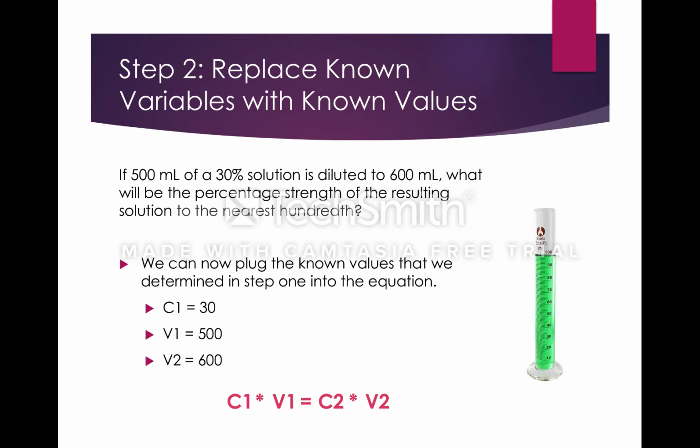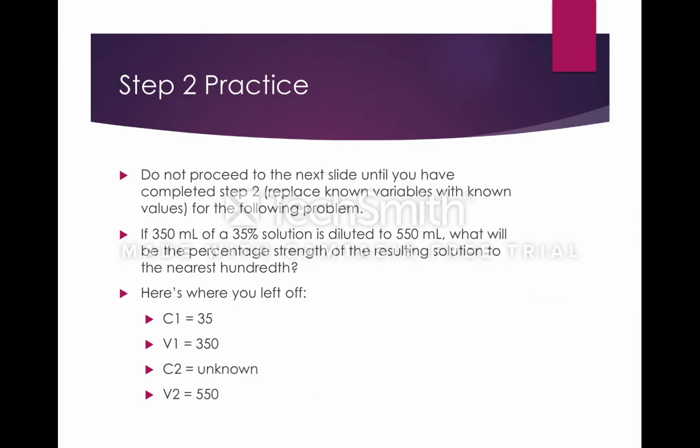All right, we're moving on to step 2, back to that sample problem that I'm using to model. So now we can plug those known values that we determined in the beginning into the equation. C1 was 30, V1 is 500, and V2 is 600. Remember, those were the initial values that we came up with. So we're just going to substitute them in. Put 30 in for C1, 500 for V1, and 600 for V2. And you can see that we're left with only one variable, that's C2 now.